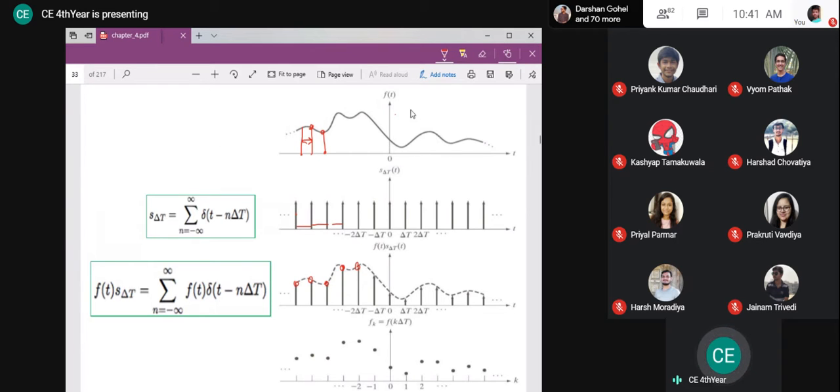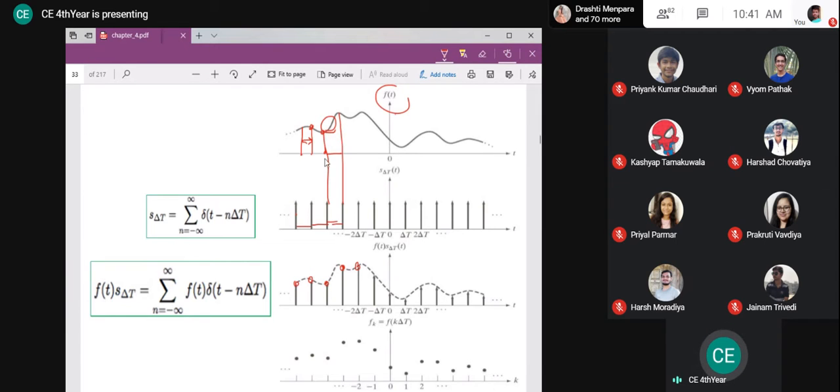So whatever the value of the function in between these two impulses, whatever the value is in this region, it is going to get multiplied with zero. So it doesn't matter what the value was, right? That will become zero because I am multiplying my function with my impulse train.